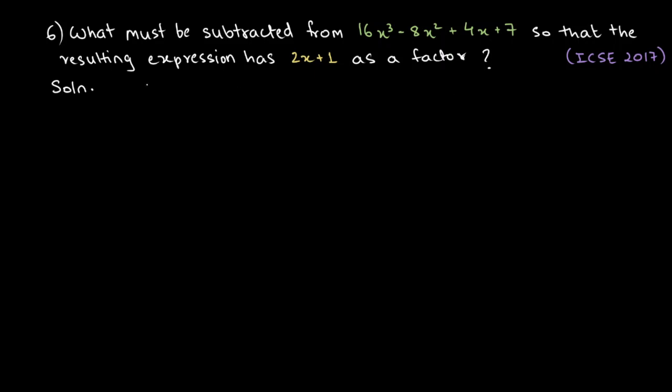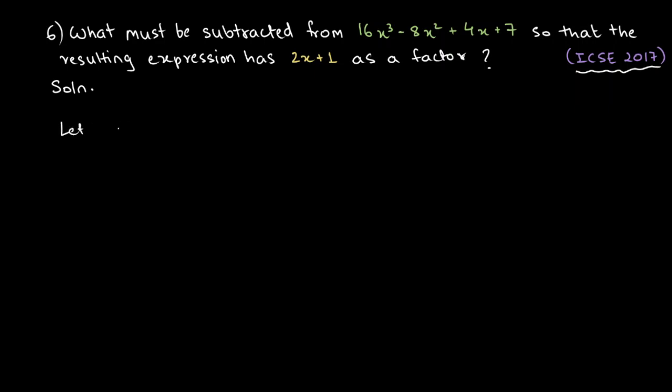What must be subtracted from 16x cubed minus 8x squared plus 4x plus 7 so that the resulting expression has 2x plus 1 as a factor? The question had appeared in the ICSE 2017 board examination. There's a number that has to be subtracted from the given polynomial or the given expression.